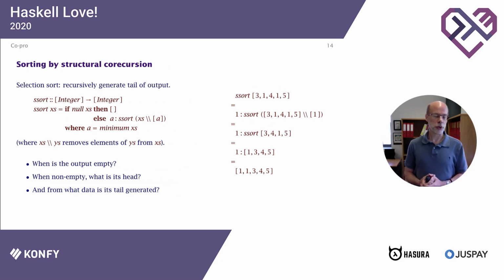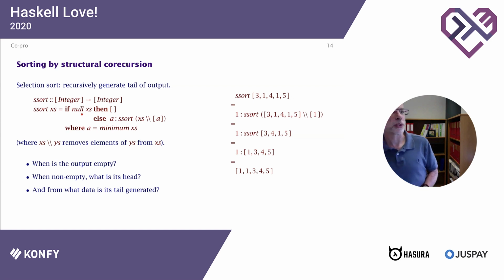So selection sort is where you have a pile of unsorted stuff and you pick out the minimum one, that's the head of the list, and then you pick out the next minimum one, that's the next element of the result, and so on. So selection sort says, when is the output list of sorting empty? Only when the input list is empty. So here we have a case analysis, well, the decision that says when the output list is empty, it's if the input list is empty.